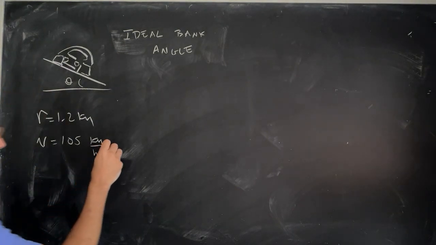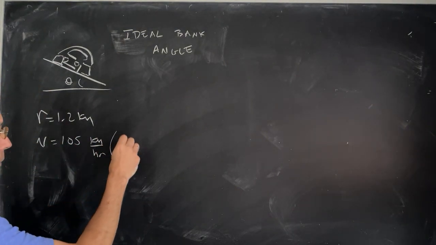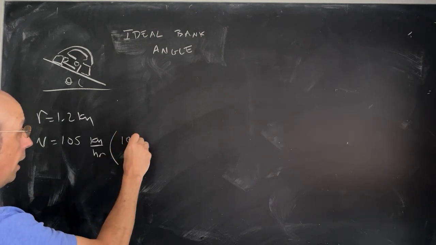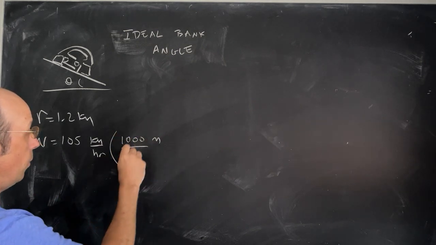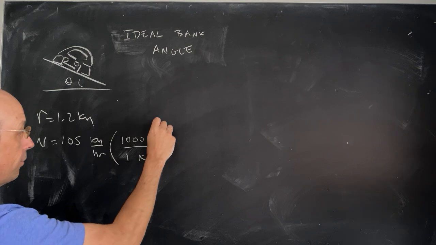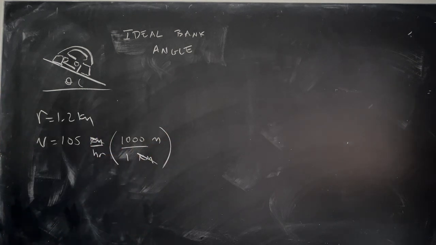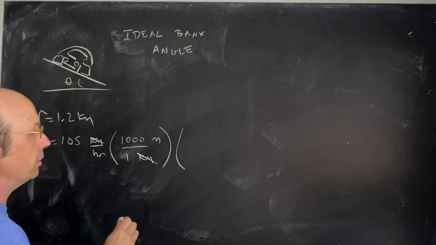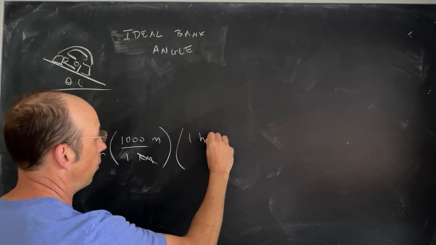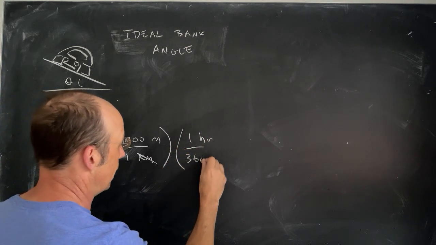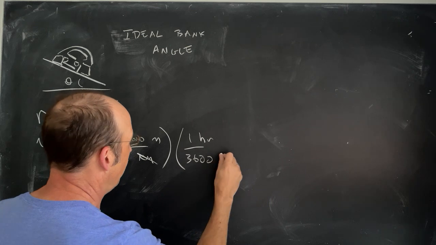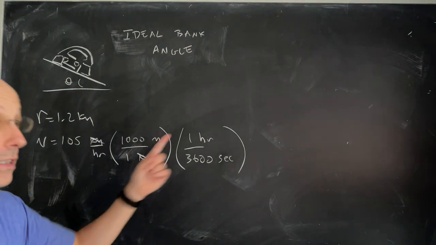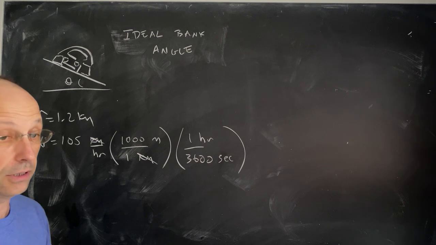Okay, so I have 105 kilometers per hour. I want to convert that to meters per second. So there are 1,000 meters in 1 kilometer. That's what that means, right? So the kilometers cancel. And then I need to convert hours to seconds. So I'm going to just go ahead and say in 1 hour, there's 3,600 seconds. And you could convert to minutes first, but there's 60 seconds in a minute, and there's 60 minutes in an hour. 60 times 60 is 3,600.